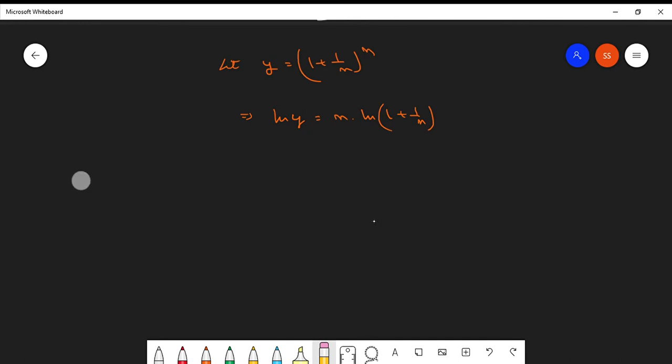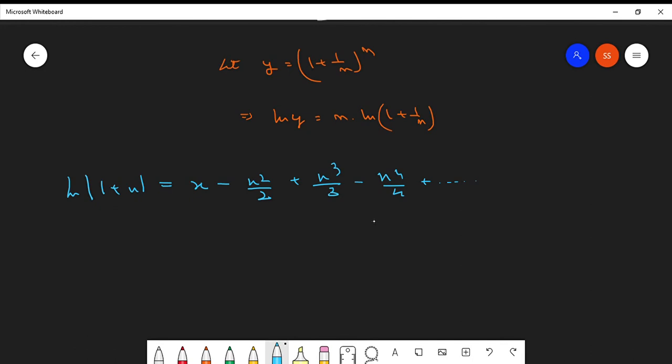Okay. So log of 1 plus x is equal to x minus x square over 2 plus x cube over 3 minus x to the power 4 over 4 and so on, right? This is what we have.